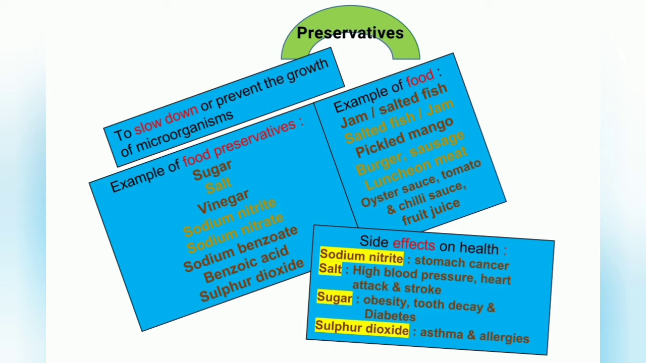Eating too much food preserved with salts such as salted fish increases the risk of high blood pressure, heart attack, and stroke. Eating too much food preserved with sugar can cause obesity, tooth decay, and diabetes. Sulfur dioxide may cause asthma and allergies in certain people who are sensitive to this additive.